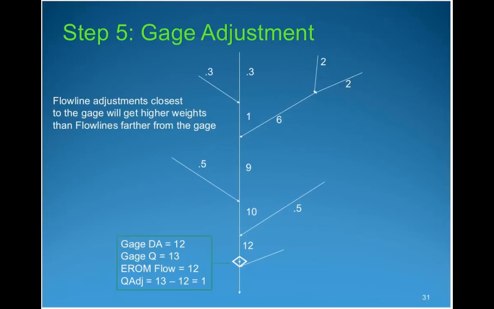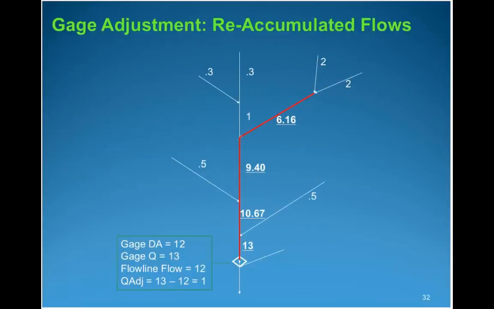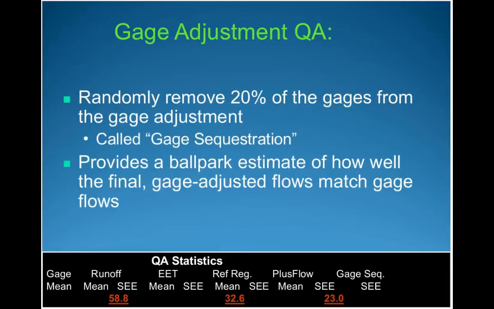And step 5 is an adjustment using the flows from the gauges. So basically, for every flow line that has a gauge, we adjust the flow and match it to what the gauge tells us it should be. Then we adjust the flows on upstream flow lines, and then we reaccumulate those flows downstream. And then finally, there's a process that randomly removes 20% of the gauges just to see how that affects the results, and that gives us an idea of how good the results are in step 5.